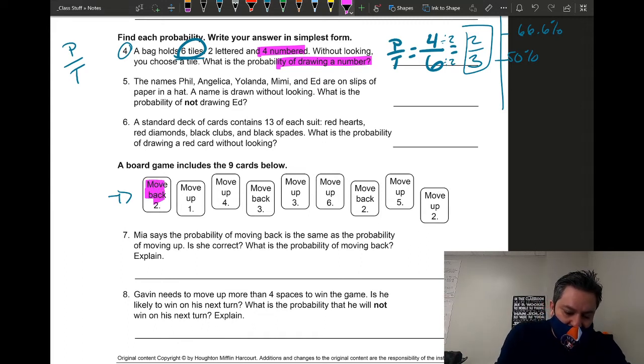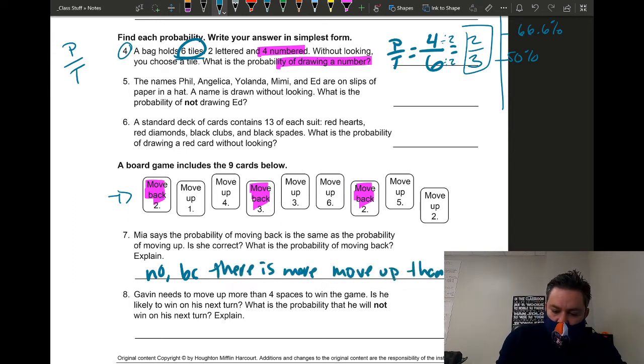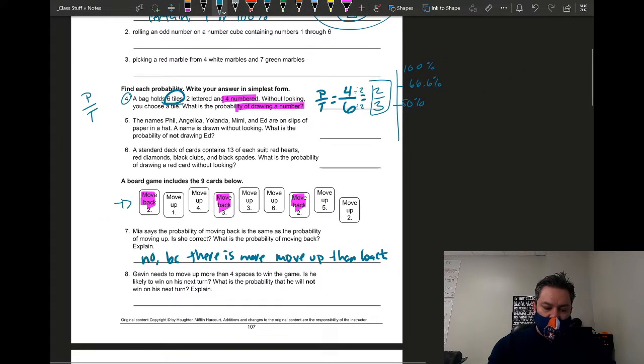For move back, I have 1, 2, 3. I have 3 that say move back. And how many say move up? 1, 2, 3, 4, 5, 6. I have 6 that say move up. So is the probability the same? No. The probability is not the same, because there are more move up than move back. And you can go ahead and do something similar for number 8. So for the first page, I have already done 3 out of the 8 questions, and they're super simple.